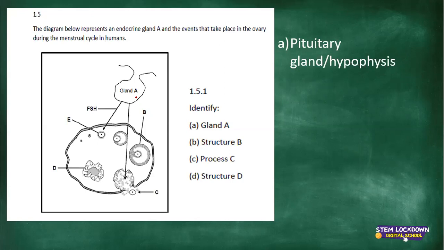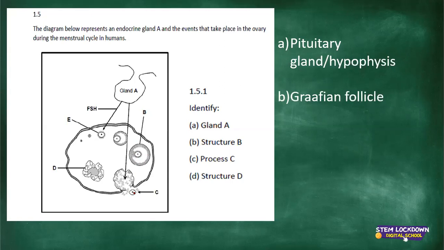What is structure B? You see the steps during the menstrual cycle, right? Those are the relevant steps. Until here, rupture is over there. You see, the processes follow each other. So what is structure B? That is the graafian follicle. And what is inside the graafian follicle over there? You see, this is the graafian follicle. What is inside there?